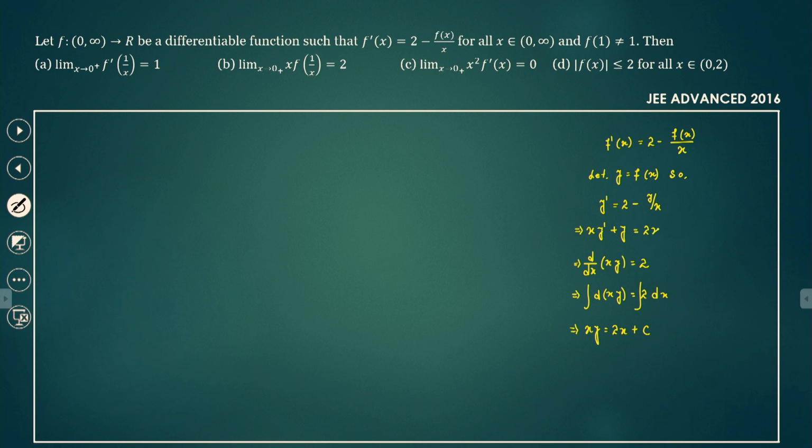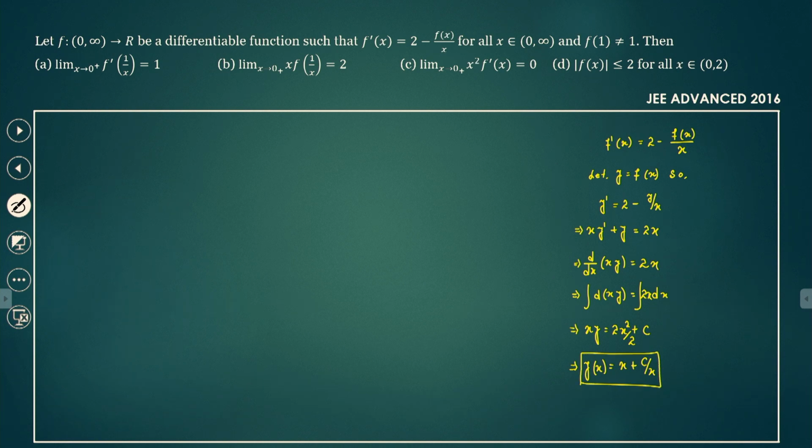I just made a mistake. The x is missing, okay? So therefore it will be 2x squared divided by 2 plus c. So we'll get y as a function of x is equal to, the 2 gets cancelled, x plus c by x. That's it.